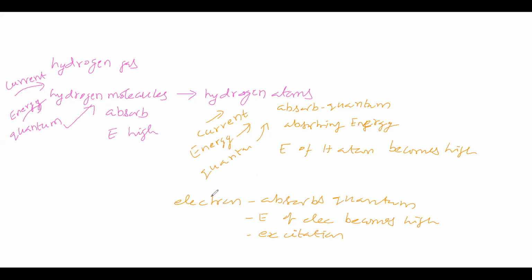So what will happen to the stability of this electron? Will the stability of this electron become high or become low? We supplied energy, so we made the stability of the electron become low. Up to this we did. We made hydrogen molecules into hydrogen atoms. In the hydrogen atoms, we made the electron energy high, brought the electron to excitation, and made the stability of the electron low. This was our part.